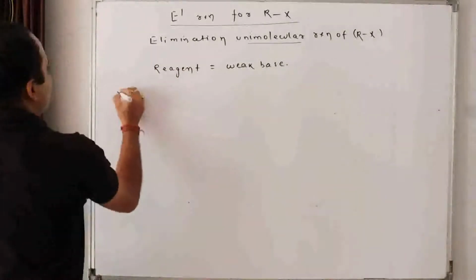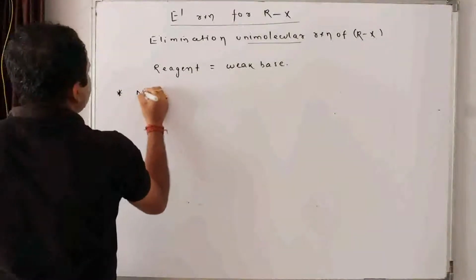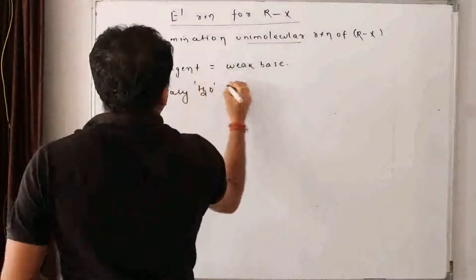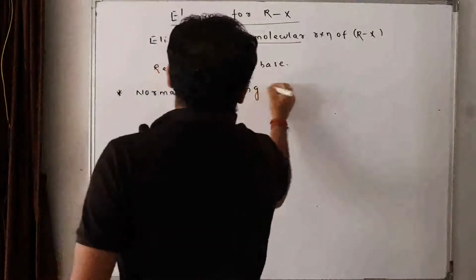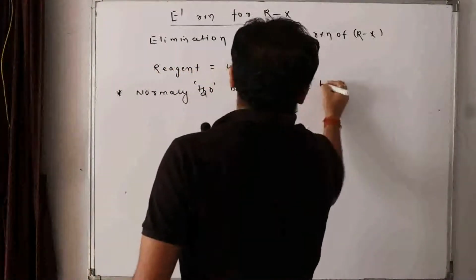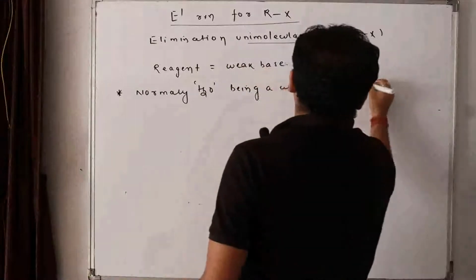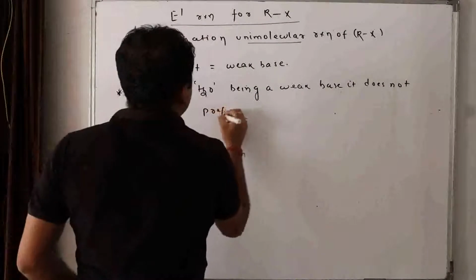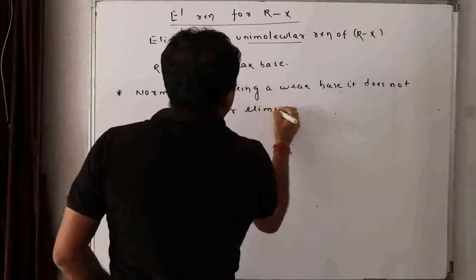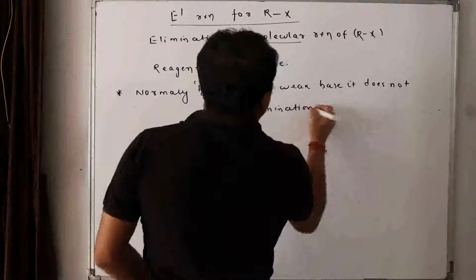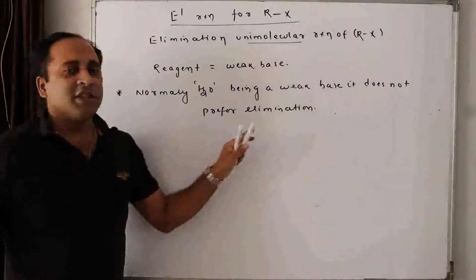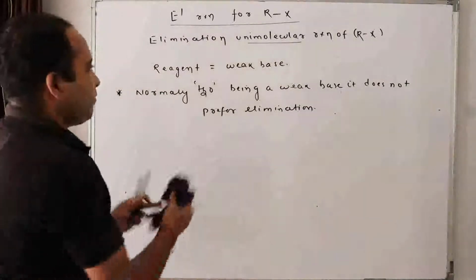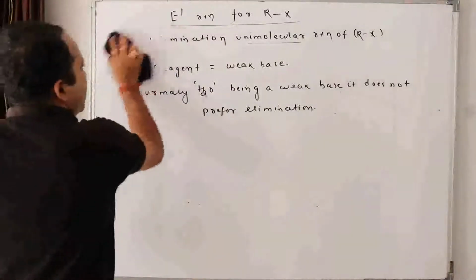You can write it. Normally, water being a weak base, it does not prefer elimination. Rather, what will it prefer? Substitution. It will prefer substitution, not elimination. So, what is the next case? Look here. I need the entire board.